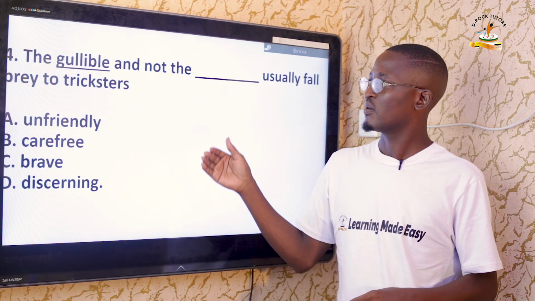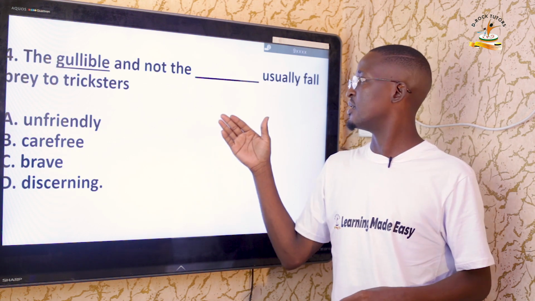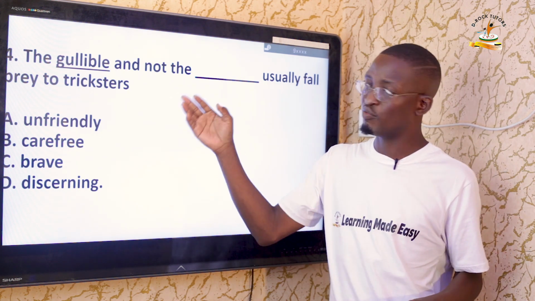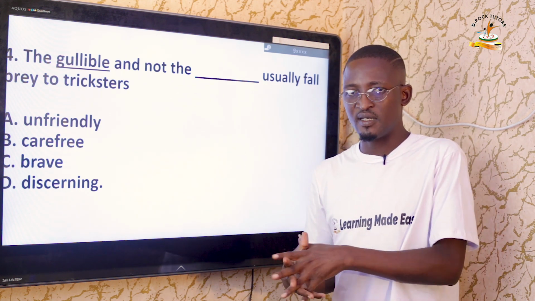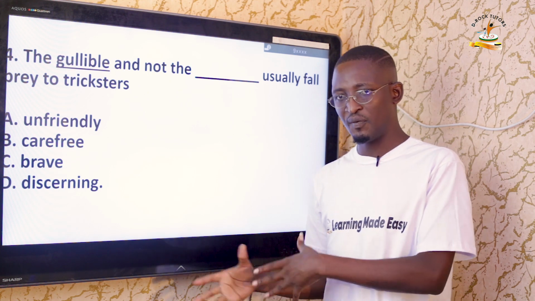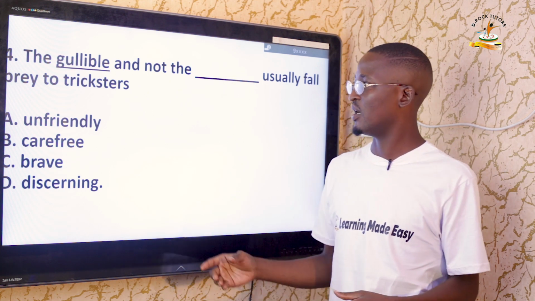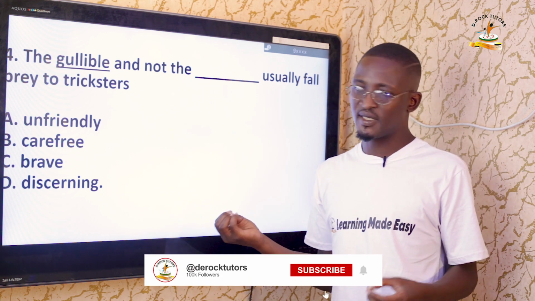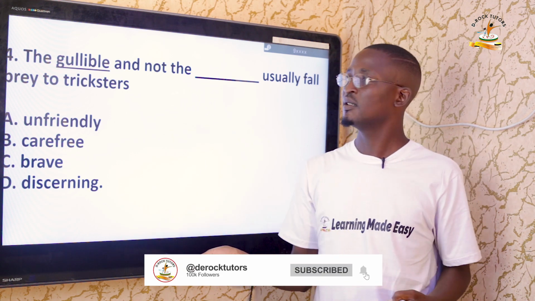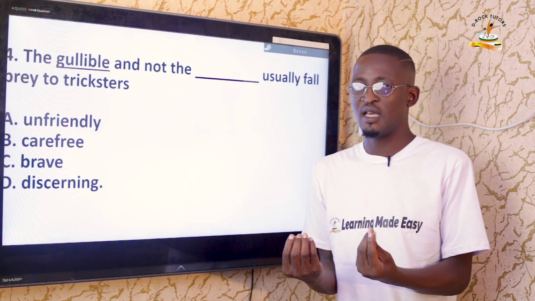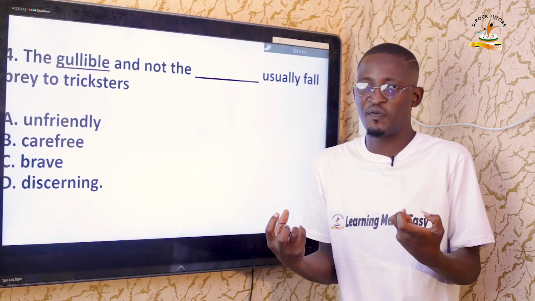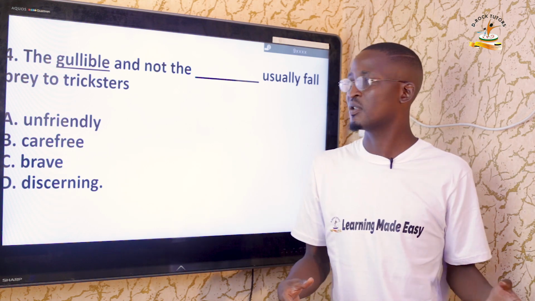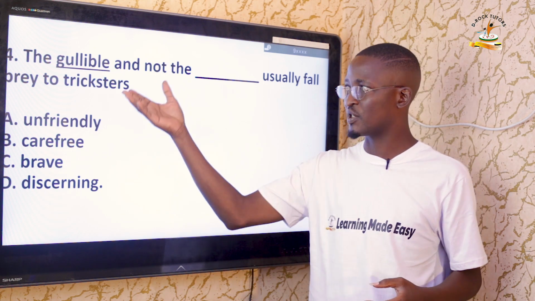Number 4. The gullible are not the dash usually fall prey to tricksters. The gullible. Gullible means easily deceivable. You can easily fall prey to anyone. Then unfriendly, carefree, brave, discerning. Discerning means having the ability to find out false facts, fictions, non-fictions. So that is discerning as opposite to gullible.